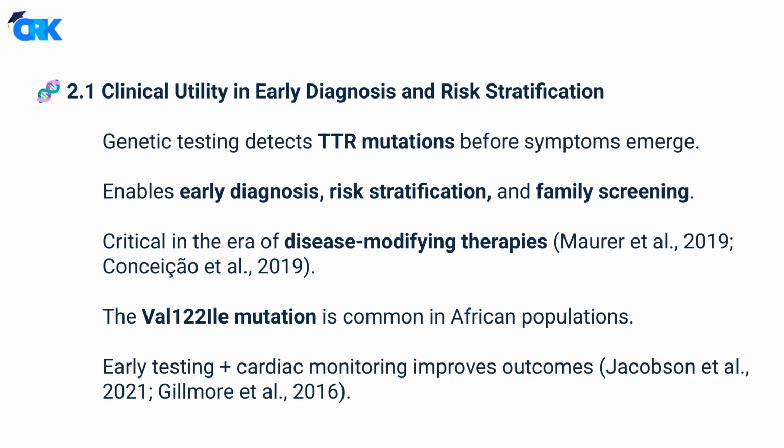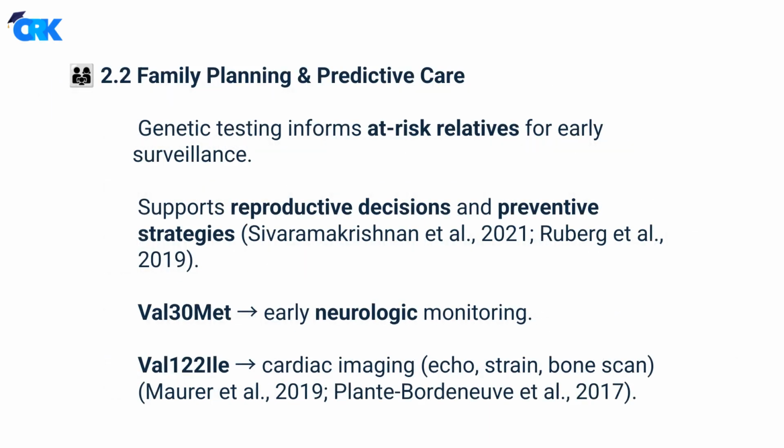Take, for instance, the valine 122 isoleucine mutation, highly prevalent in African populations. Early detection through genetic testing, followed by routine cardiac imaging and biomarker surveillance, can dramatically improve heart failure outcomes and extend quality-adjusted life expectancy.